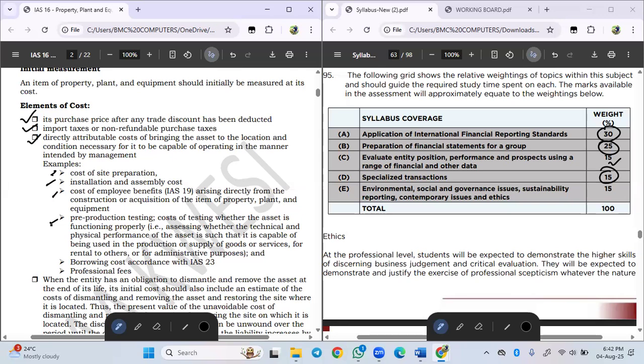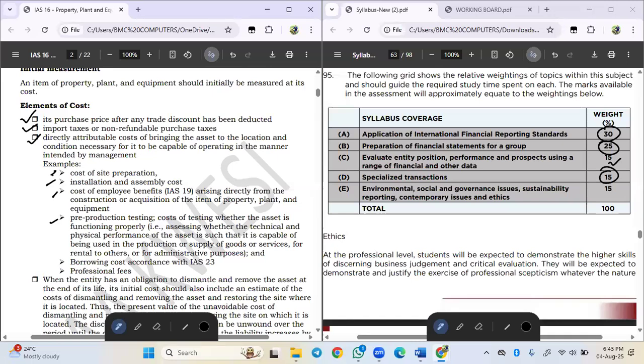So this pre-production testing. So we are seeing a cost of testing whether the asset is functioning properly. Okay, so you have to test whether that asset is functioning properly before you can start your production. Okay, so per the standard, they are saying that assessing whether the technical and physical performance of the asset is such that it is capable of being used in the production or supply of goods or services. So when you get to examples, you get to know what I'm talking about.